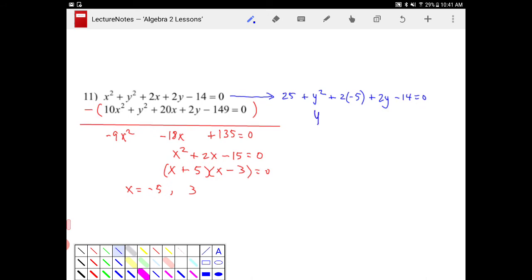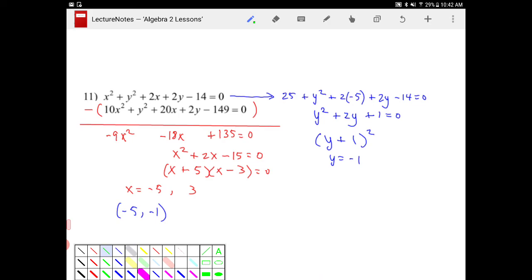Perform a little bit of simplification. I get y squared plus 2y. 25 minus 10, that's 15. 15 minus 14, that's 1. So it's going to be plus 1 is equal to 0. So this thing is a perfect square. It's y plus 1. So therefore y is equal to negative 1. So here one of the coordinates will be negative 5 comma negative 1. Let's do the second set of coordinates.